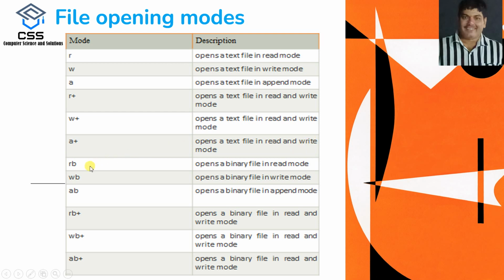If it is written RB, means read binary. If it is WB, that is write binary. If it is AB, that is your append binary. If RB plus, it is binary mode file both read and write. If WB plus, then binary mode file in both read and write. AB plus means binary mode file in read and write mode.